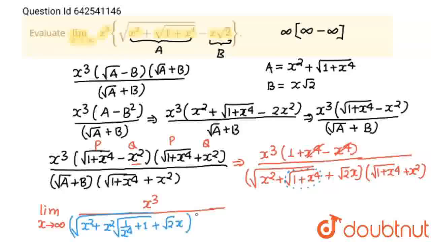From this square root I am going to take x to the power 4 common. So this will become x square root 1 upon x to the power 4 plus 1 plus x square. Now see the next calculation. From this there are two terms. First term is this, and second term is this, in the first square root. So I'm going to take x square common. So let's move to the next page.